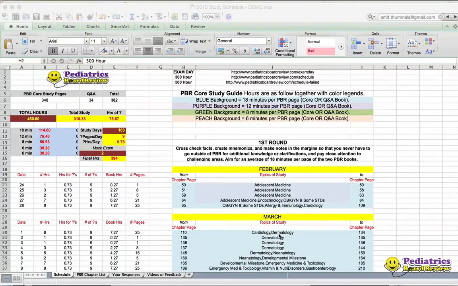Hey guys, so I wanted to go ahead and create a video that basically shows you the anatomy of the study schedule. This is subject to change a little bit, but in general, the core components are going to be approximately the same.